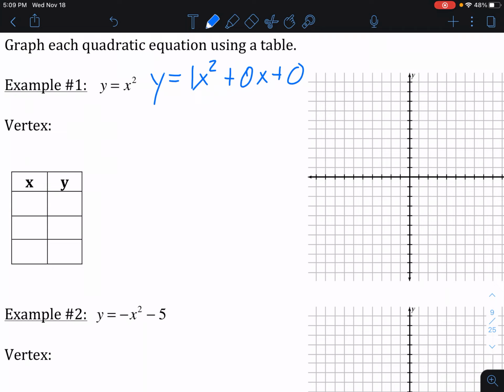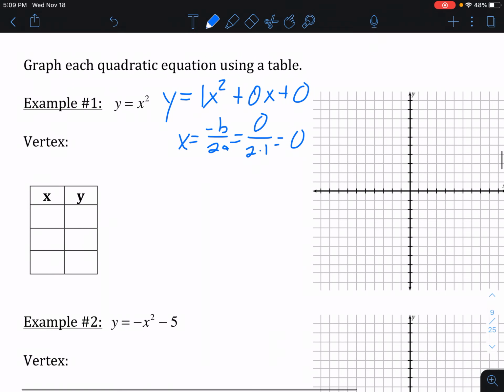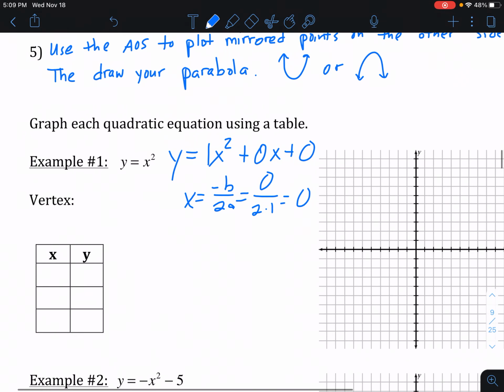So to find the vertex, we're going to have to do negative b over 2 times a. So that'll be 0 over 2 times 1. So that's 0. Anytime you have 0 in the numerator, it's going to be a 0. So that's the x-coordinate of the vertex.